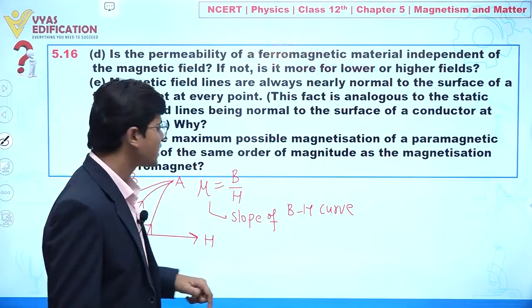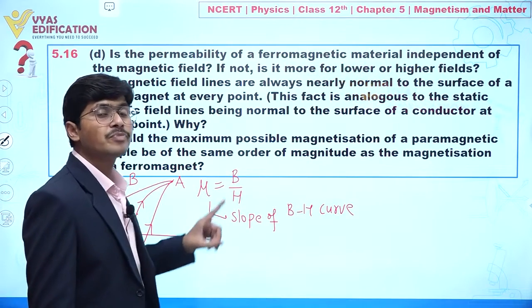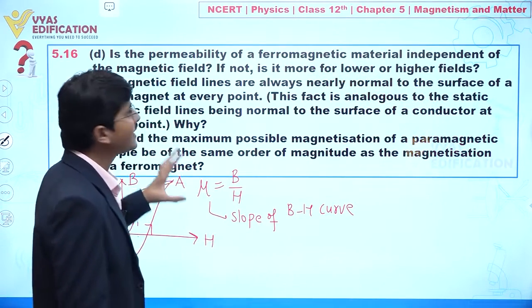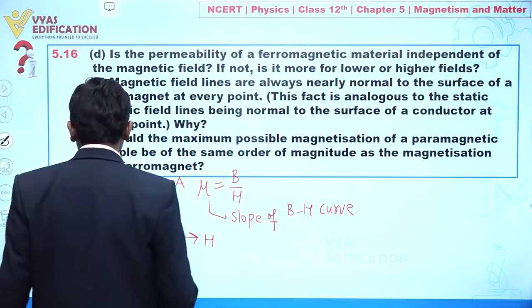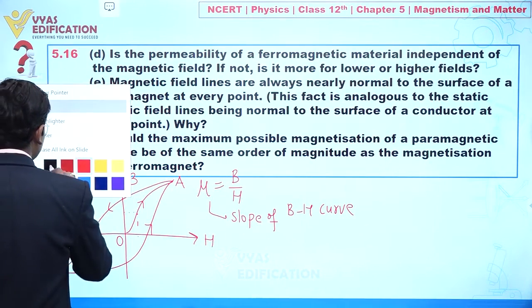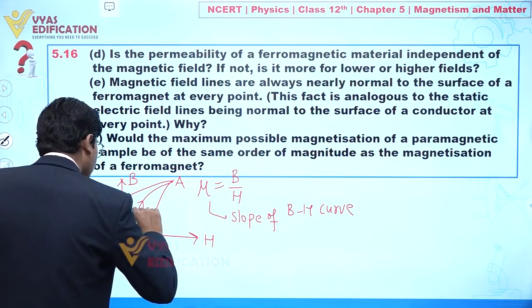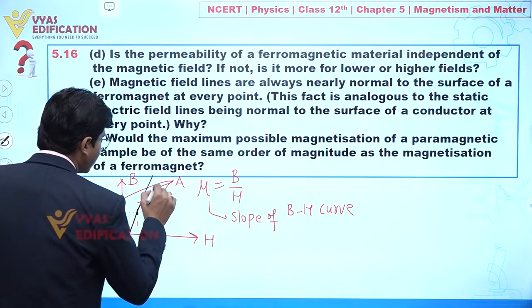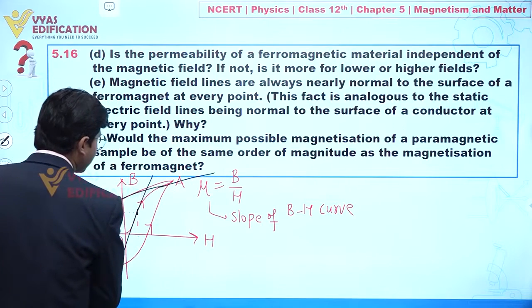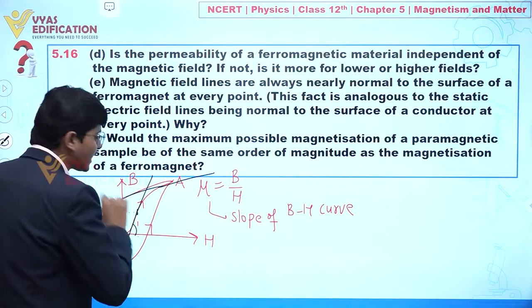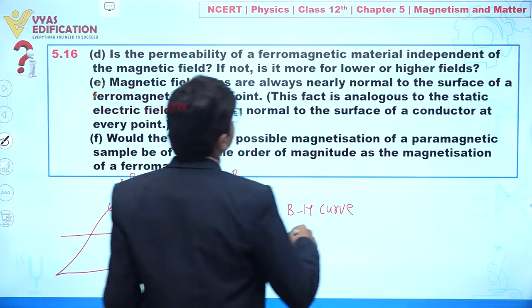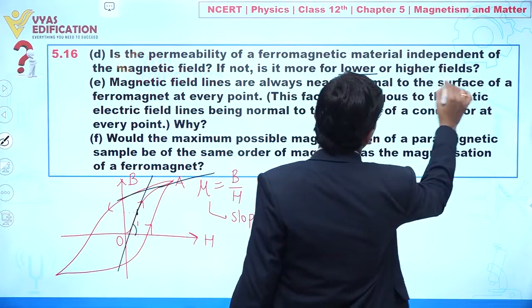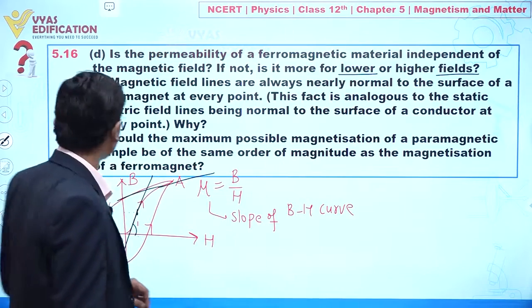So definitely we can say for a lower magnetic field, the value of permeability for a ferromagnetic substance will be more. Clear? Because you can see, if you are talking about slope, the slope is more at this point. Clear? If you draw here a tangent, definitely you can say here we are getting a slope that is more. Clear? So correctly we can say it is more for lower field. Clear to everyone? Yes.